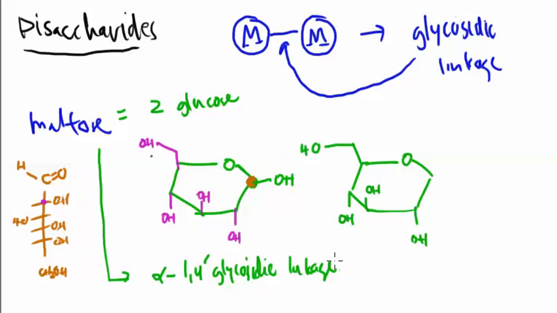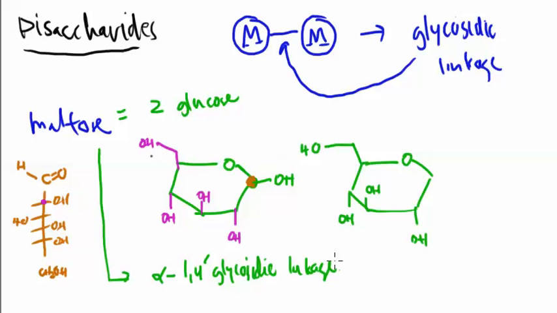So the type of bonding that connects these two glucose units together is very important. Because if it's not an alpha 1,4, if it's something different, then we get a different disaccharide. Now, which one of these disaccharides do I have to remember? And the answer is you don't have to remember any of them. What I want you to focus on is the type of linkage that happens in the disaccharide.